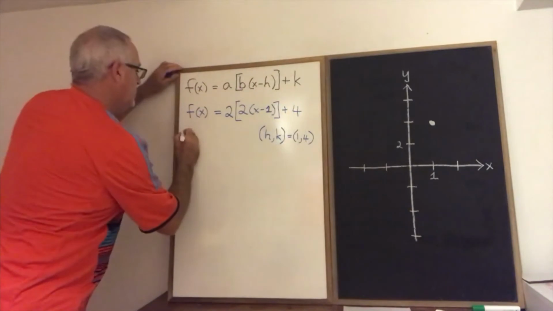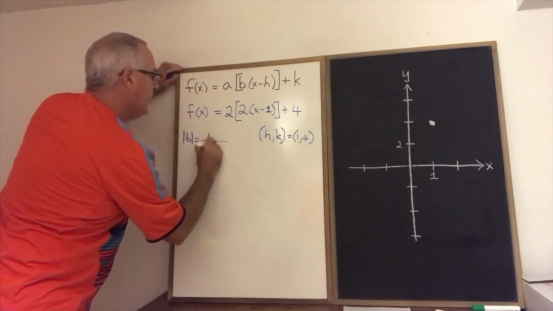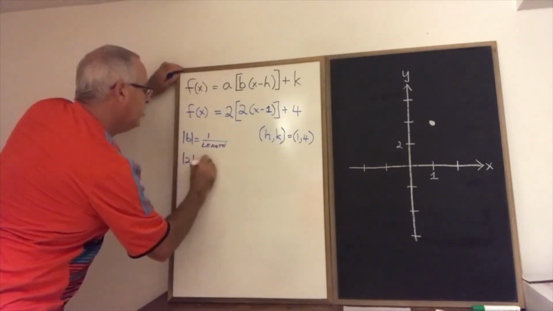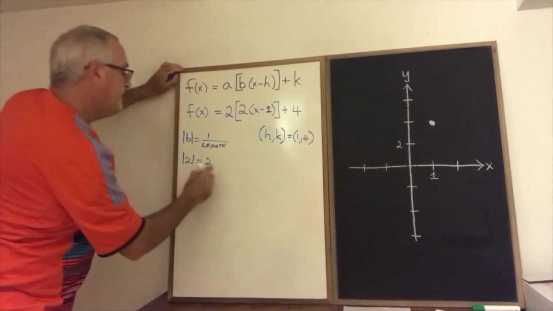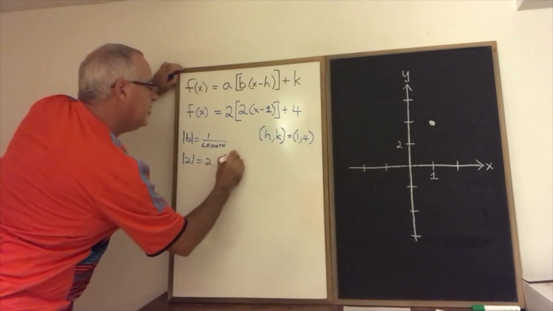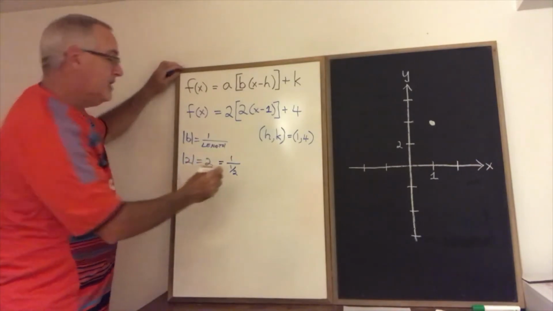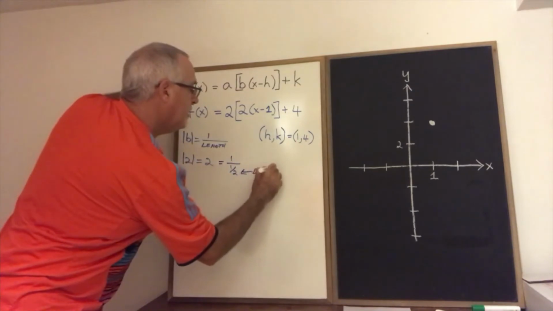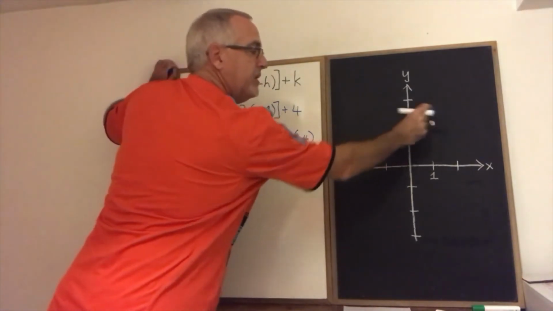Our B is 2. The absolute value of B equals 1 over the length. The absolute value of 2 equals 2. How is 2 equal to 1 over something? We have to do an inverse. 2 is equal to 1 over a half, because 1 divided by a half is 2. So therefore my length is 1/2. I'm going to have quite a small step.